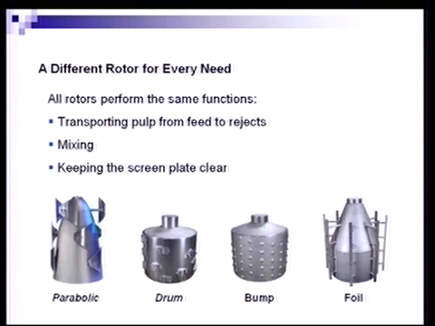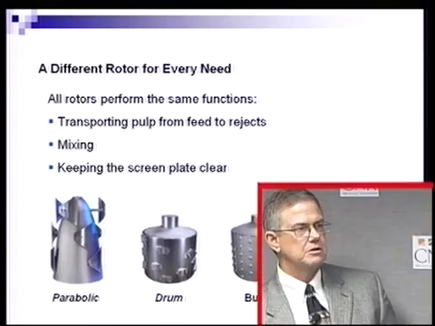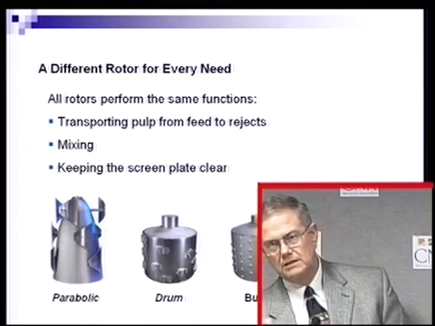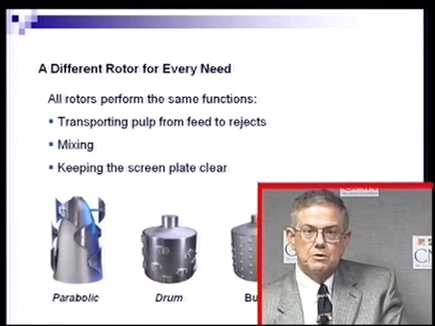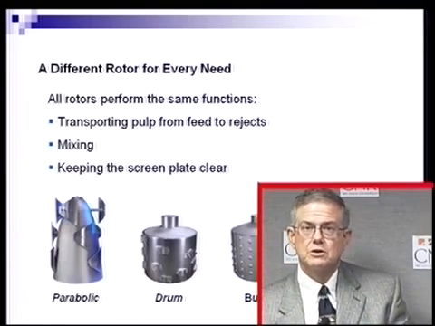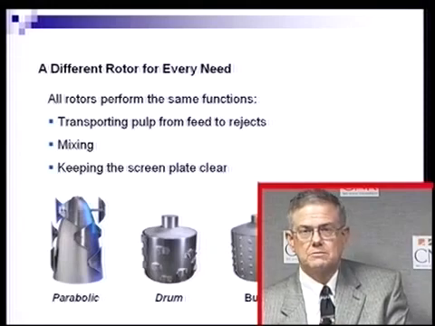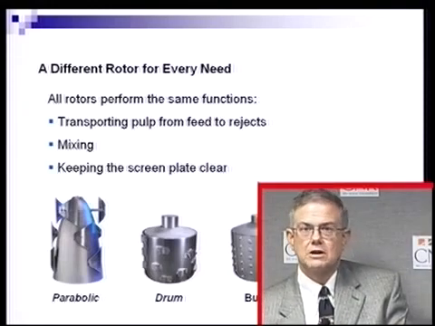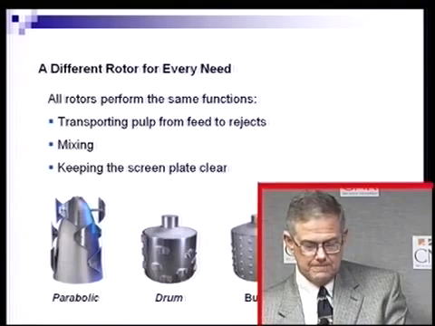So when we're building a screen plate with a high L over D ratio, it's got a longer length to diameter ratio, then we'll want to use a rotor that also controls the interior volume of the stock so that we don't dewater, get an excessively high thickening factor.